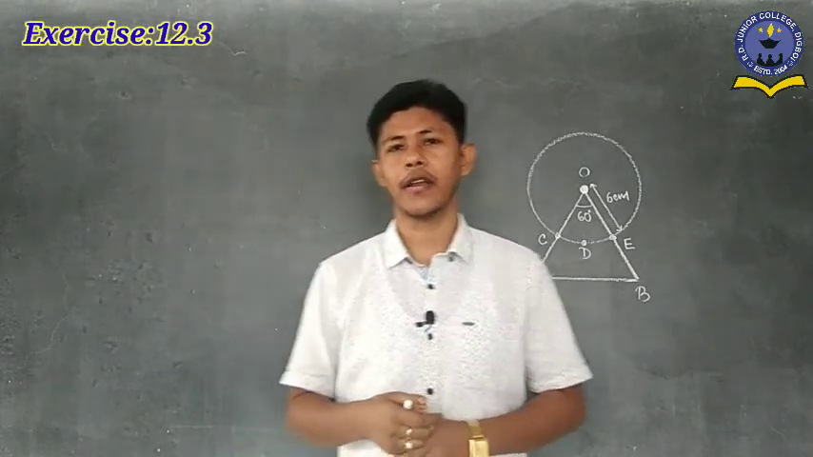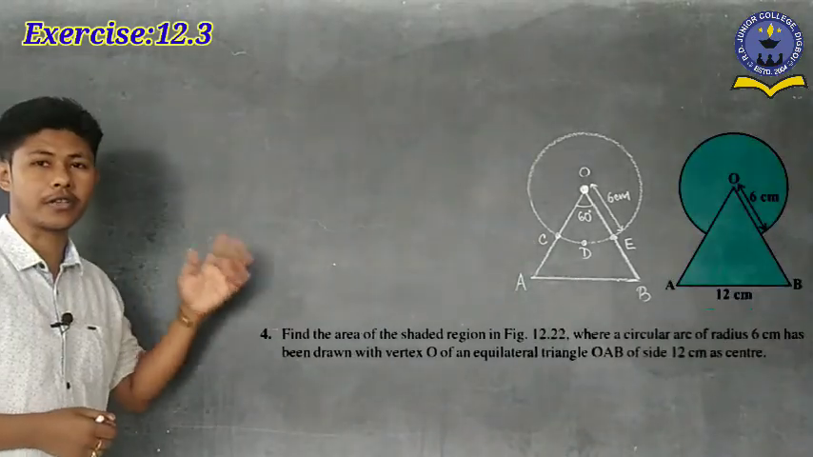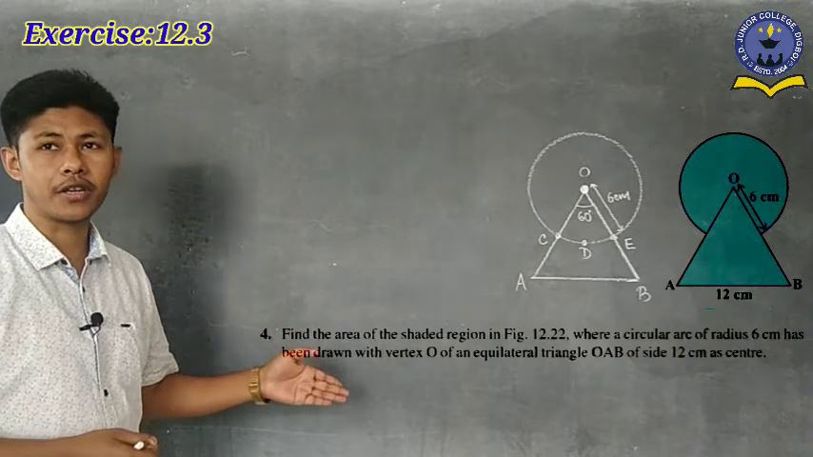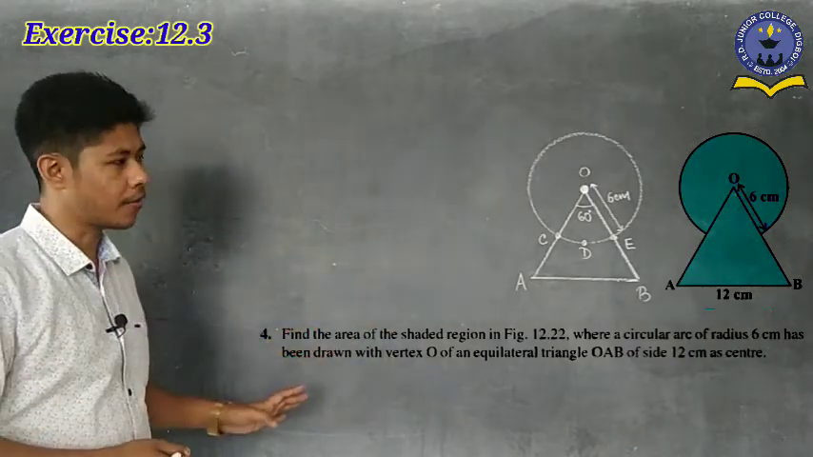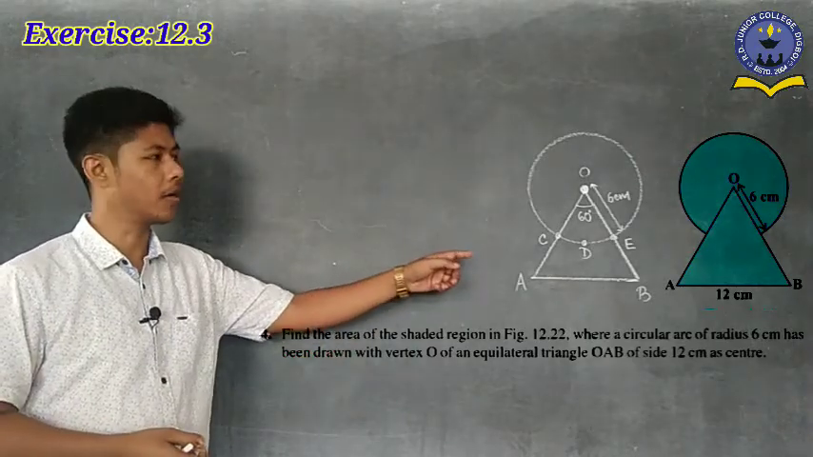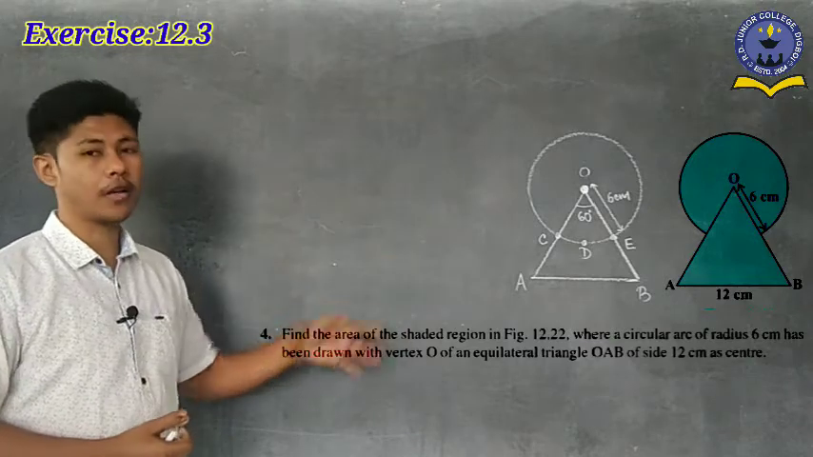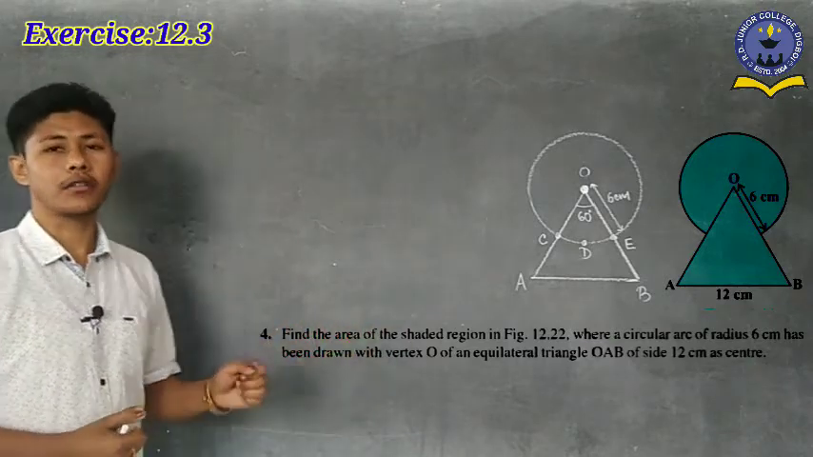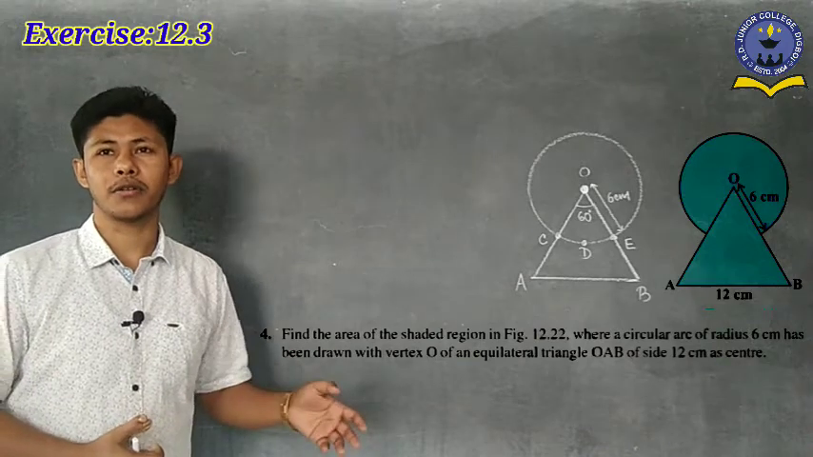If you see, the next question is given here, question number 4, and the question is given in this way. This one is the figure with respect to this question, and what we have to find out is the area of this shaded portion. That means the whole portion given here, we have to find out the area of this portion. Is it clear? So this one is the question.